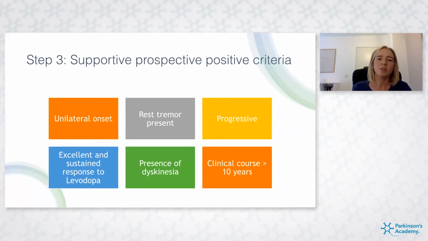There are also supportive prospective positive criteria that help you in diagnosing IPD. Unilateral onset with the rest tremor is classical. Obviously it will progress over time, and you would expect patients with IPD to respond very well to levodopa, and about 50% of them after 5 years will develop dyskinesia.